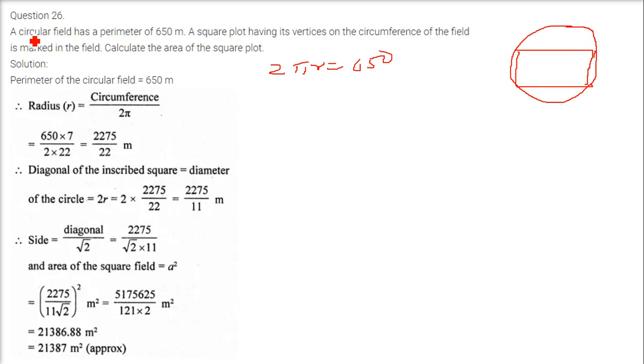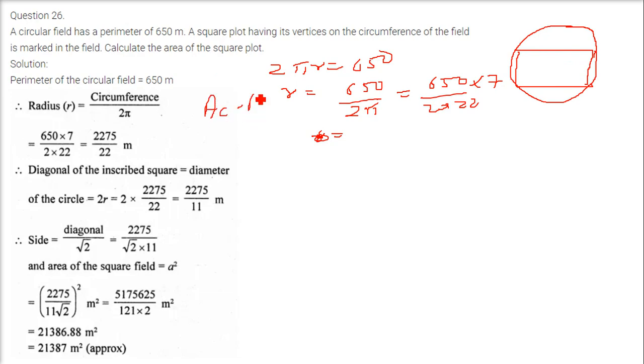So we have first the circular field perimeter. So 2 pi r is 650. This r will be equal to 650 by 2 pi. And pi is 22 by 7. So r you get as, you can use this only. So we'll use this. Now, in order to find out the area of this, we have to find what? Area of the circle minus area of the square. Area of the circle, we can easily find out, right?